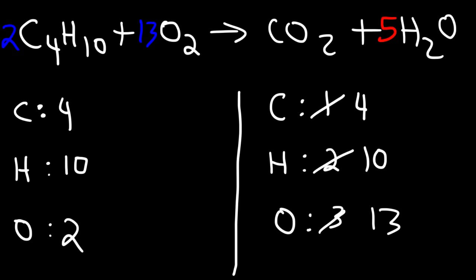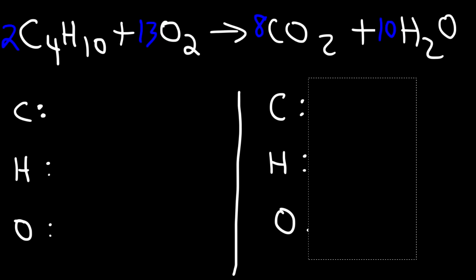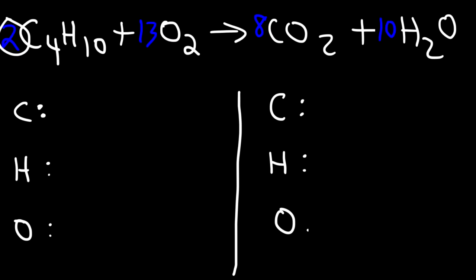So 4 times 2 is 8, and 5 times 2 is 10. So now let's recalculate all the numbers that we have. So right now we have 2 times 4, or 8, carbon atoms. And we have 2 times 10, or 20, hydrogen atoms on the left side. And for oxygen, it's 13 times 2, which is 26.